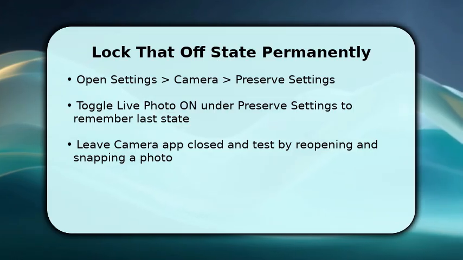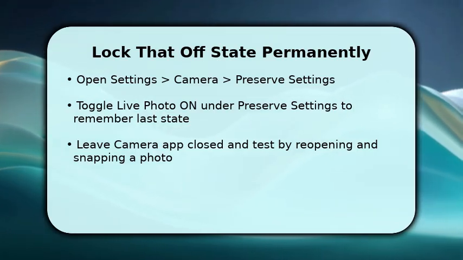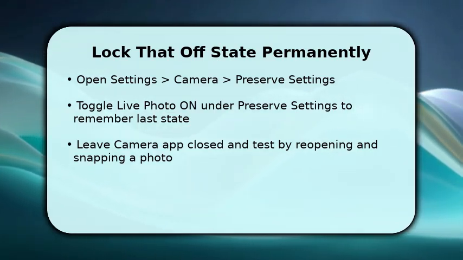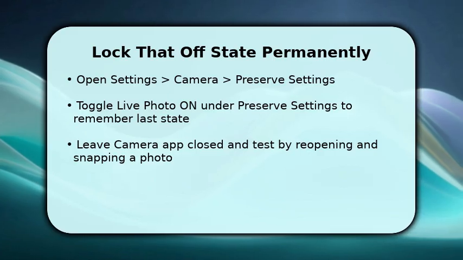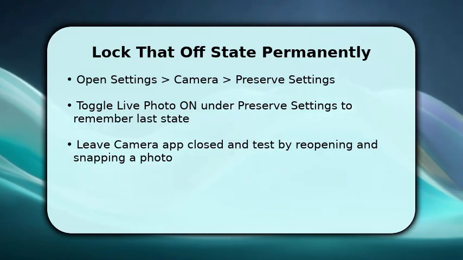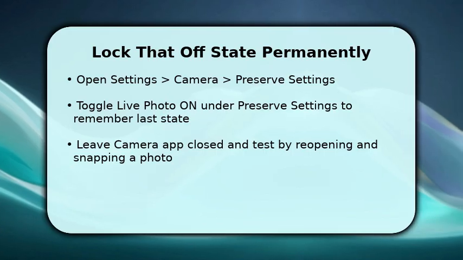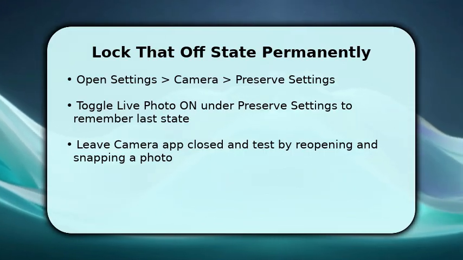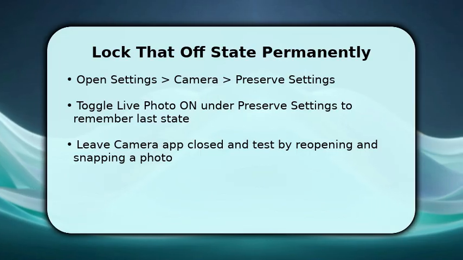Why this works: Preserve Settings tells iOS not to reset modes between sessions. After enabling it, reopen camera and verify Live Photo remains off. Take a quick shot. If it stayed off, the system will now keep live photos disabled until you intentionally re-enable them.